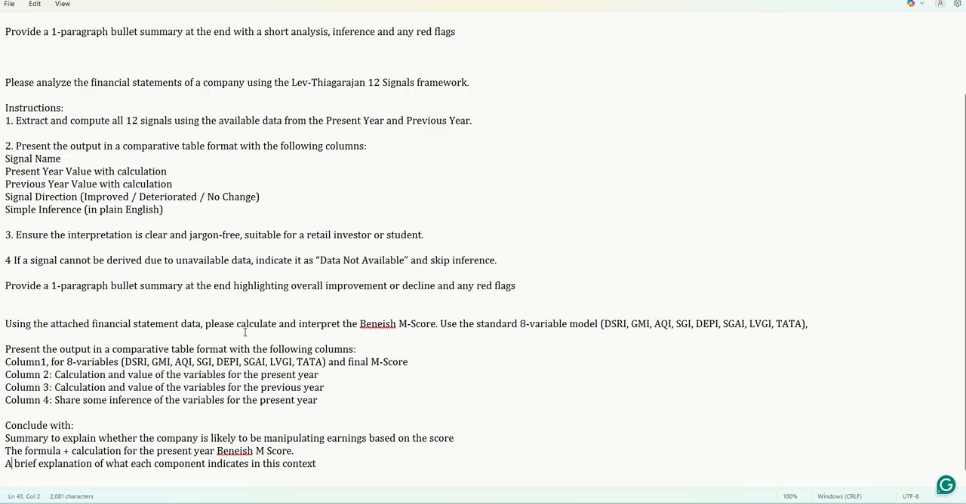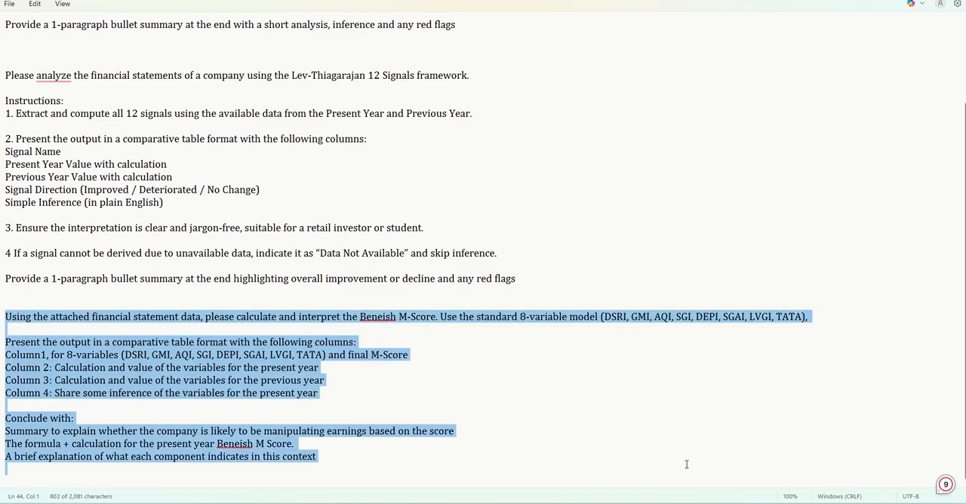So the prompt I have put is something like this. Use the attached financial statement. Please calculate and interpret the Beneish M-Score. Use the standard 8 variable model. I have listed the variables. Then present the output in a comparative table with the following columns.